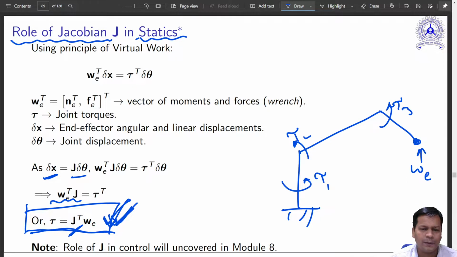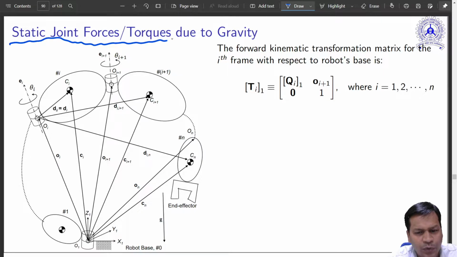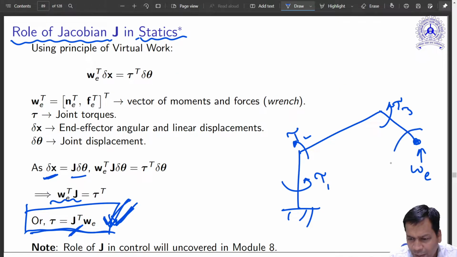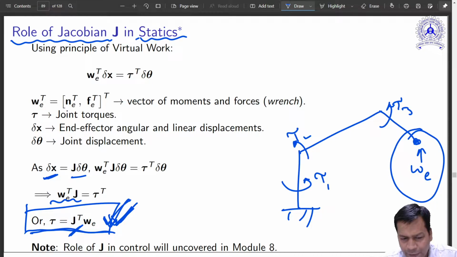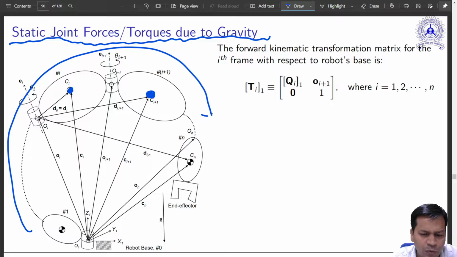So now moving ahead, can we do the same for the statics of joint forces due to gravity? This was due to the external wrench. Now I want to analyze the effect of forces arising due to the masses associated with each link. They are all in a serial chain from inward to outward. This mass also acts like this. Each and every mass will act like this.